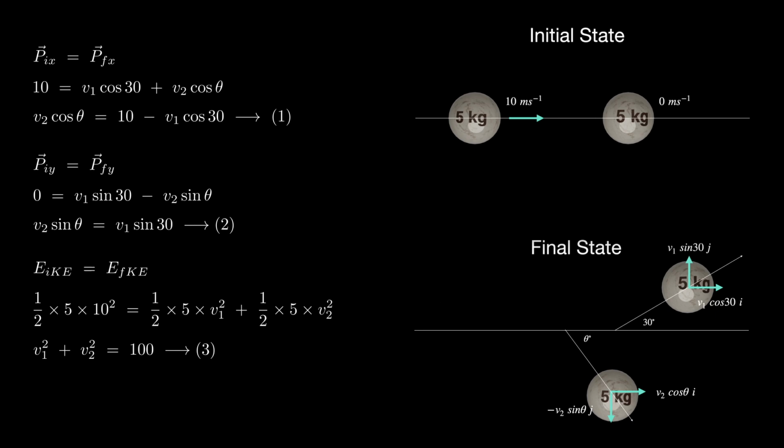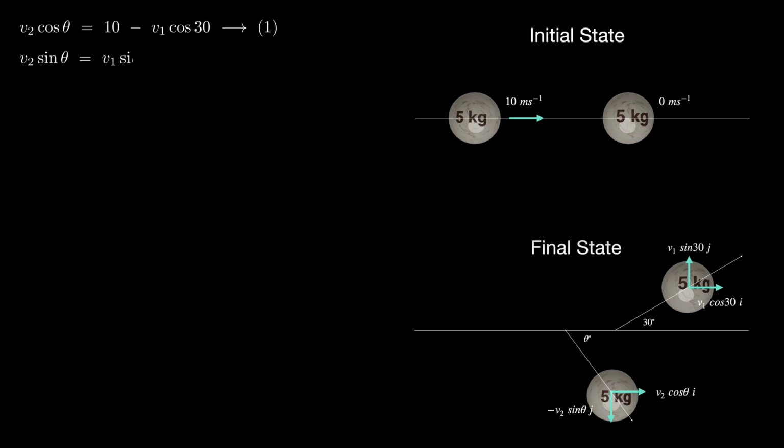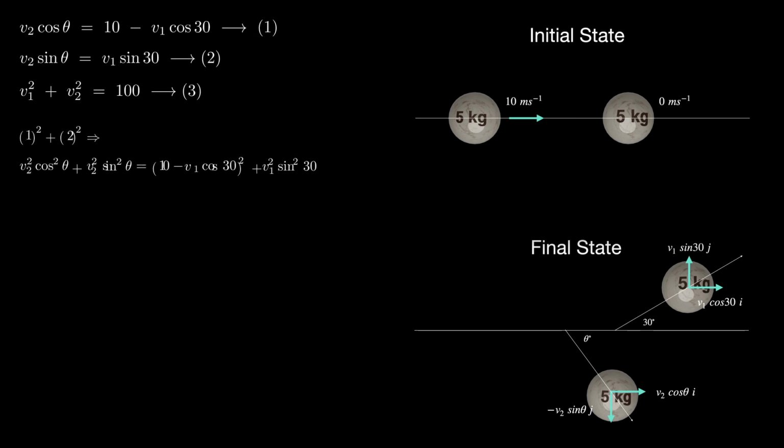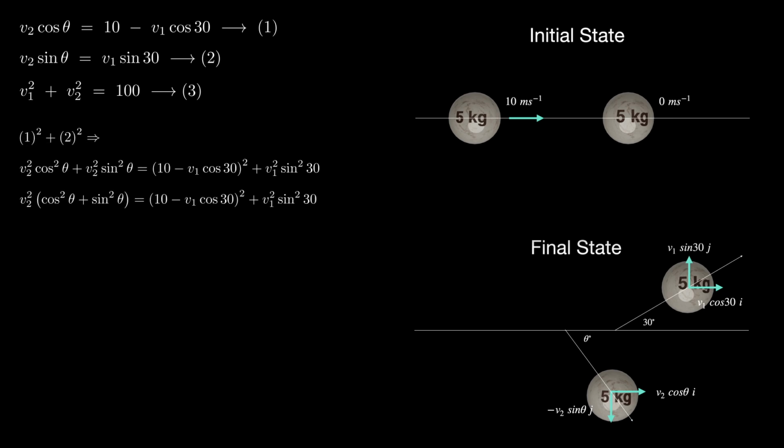We are left with three equations and three unknown variables: the velocities of the two spheres after the collision, v sub 1 and v sub 2, and the angle theta. To eliminate theta from the first and second equations, we can square both equations and then sum them. Since the sum of the squares of sine theta and cos theta is equal to 1, a basic trigonometric identity, we can derive a fourth equation that no longer contains theta.